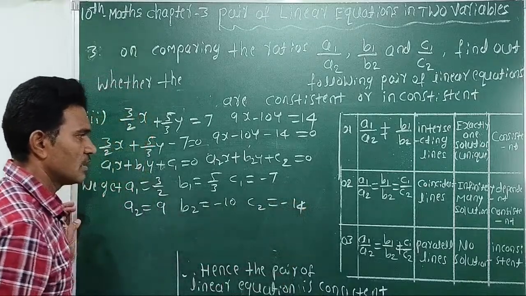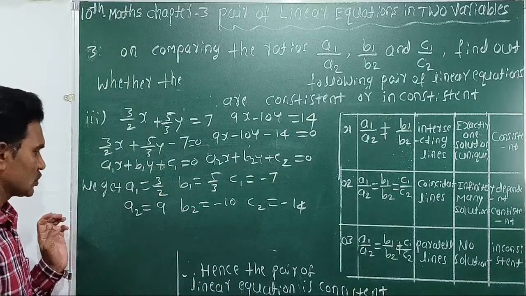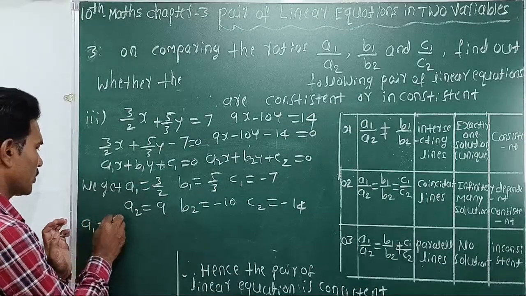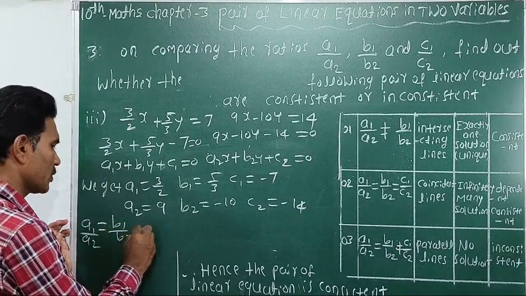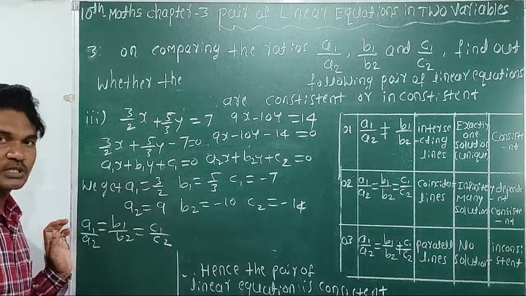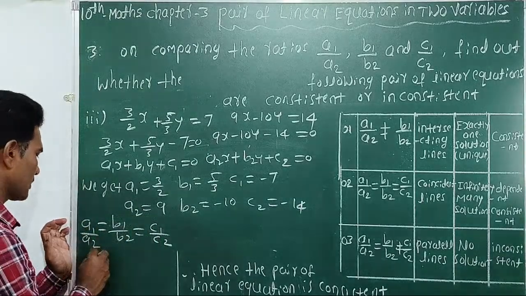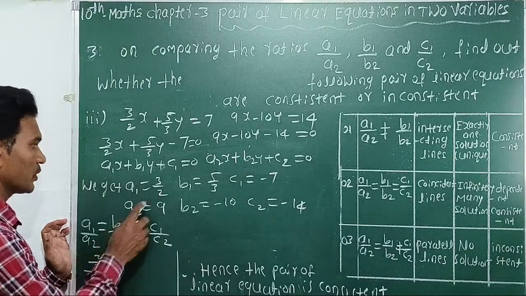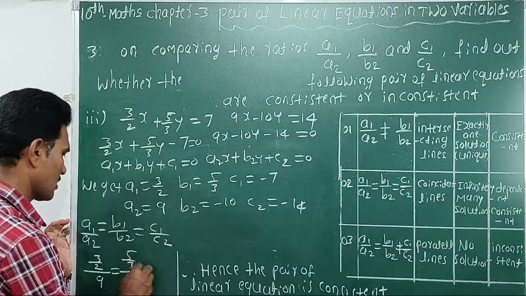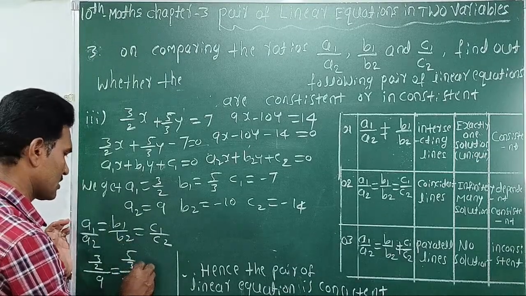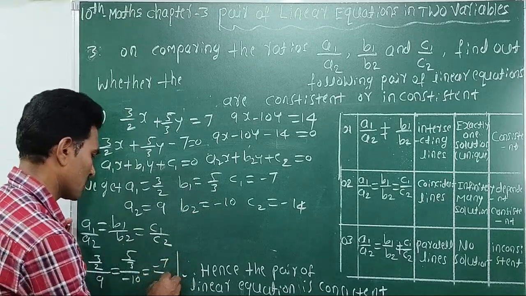Yes, we have to verify these three ratios: a1 upon a2, b1 upon b2, c1 upon c2. Put the values of a1, b1, c1, a2, b2, c2. a1 value is 3 by 2 upon a2 is 9. b1 value is 5 by 3 upon b2 is minus 10. c1 value is minus 7, c2 is minus 14.